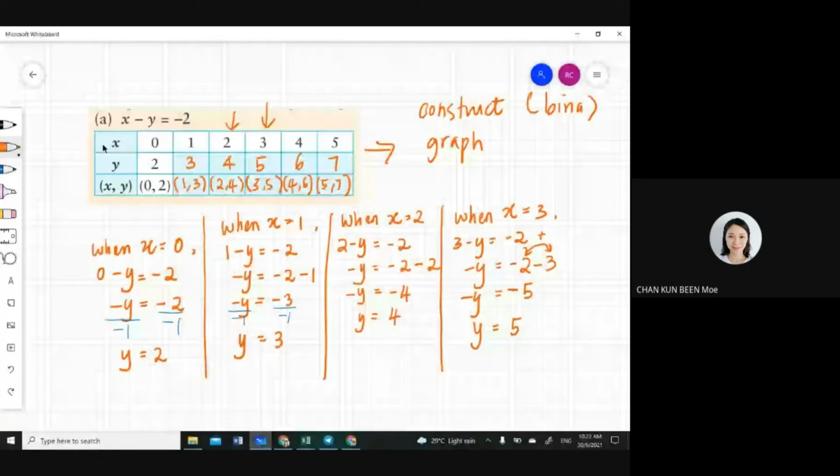Okay, now if you look at the value of x, can you tell me which one is the lowest and the highest value? Lowest value first? 0. 0, correct. The highest value is? 7. The highest value for x is 5. Yeah. Whereas for y, the lowest value is 2, the highest value is 7. The purpose I asked you to identify it because we need to show the scale later on. We must fit all the value into the graph. So we must fit from 0 to 5. And then for the y-axis, we must fit from 2 to 7.